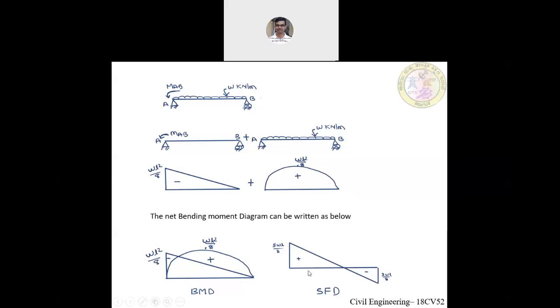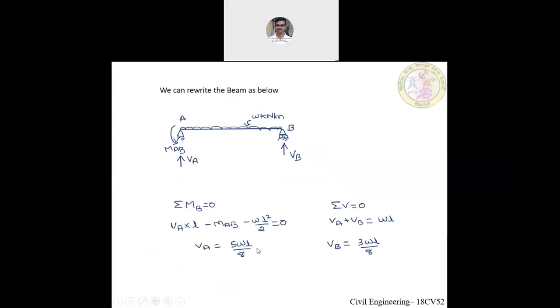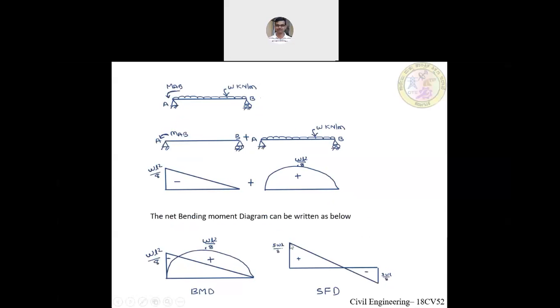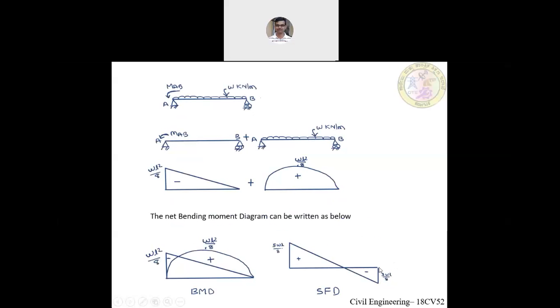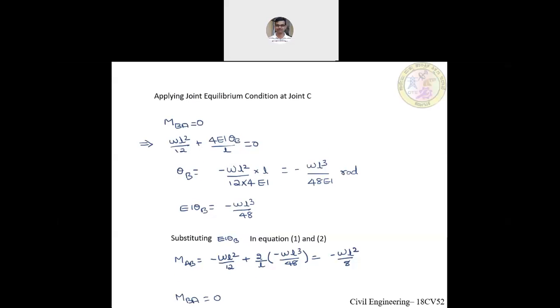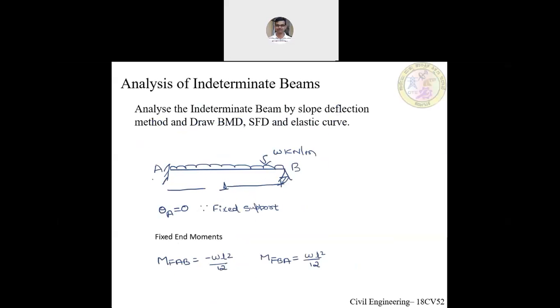Similarly, I can plot the shear force. We know the reaction at A is 5WL by 8, which goes up, minus the downward force, which is minus WL, which gives minus 3WL by 8, and the reaction at B is 3WL by 8, plus that it goes to 0. Whatever is above the reference line becomes positive, and this becomes negative. So this is how we can solve an indeterminate beam with the help of the slope deflection method.